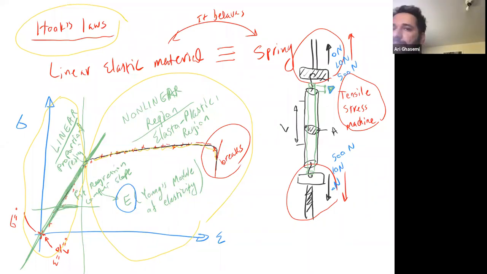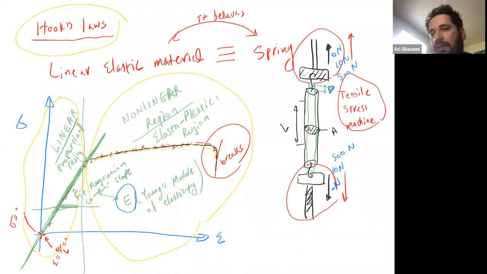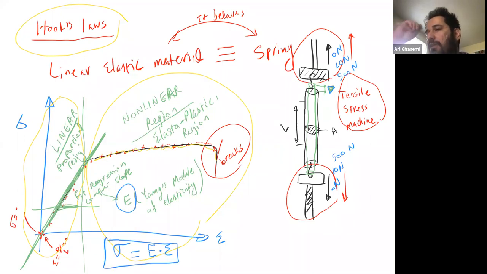So as you can see, we can write a relation between sigma and epsilon. Sigma is equal to E times epsilon. And because it passes through zero, there is no B here. This B is zero, right? Because this line is passing through zero. So this linear relation is called Hooke's law, right?